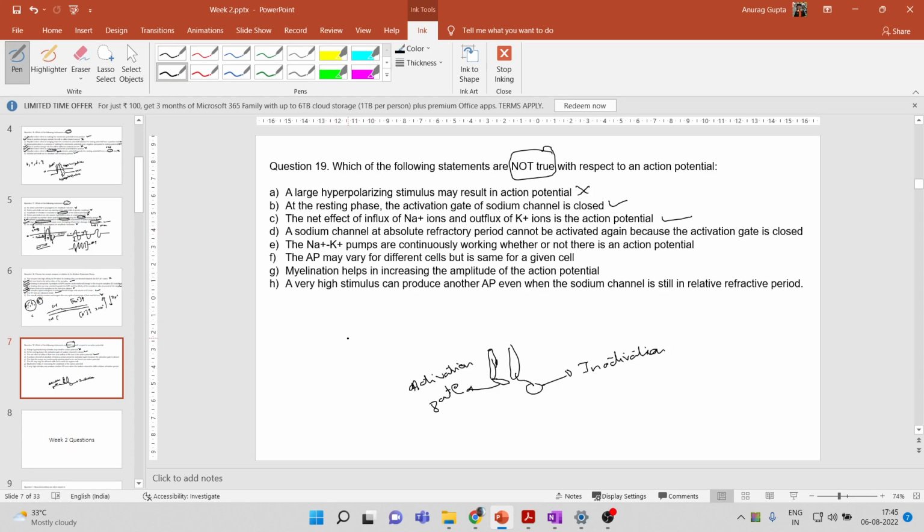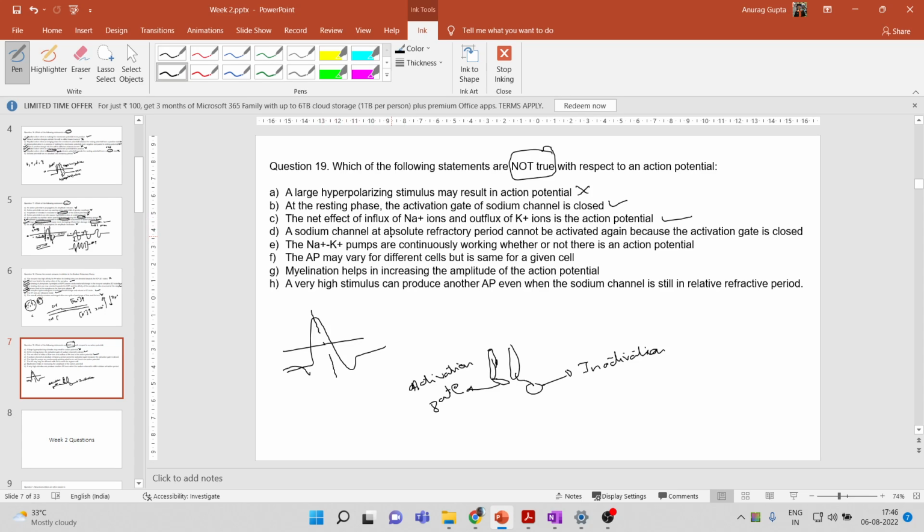Let us recall that in an action potential, initially voltage gated sodium channels open up when threshold is reached. This leads to an influx of sodium ions, and then after some time, voltage gated potassium channels open up, which leads to an outflux of K plus ions, and this is what gives the shape of the action potential. So till here, sodium channels are open, and from here onwards, potassium channels open up, leading to an outflux of K plus, causing repolarization. So this is a correct statement.